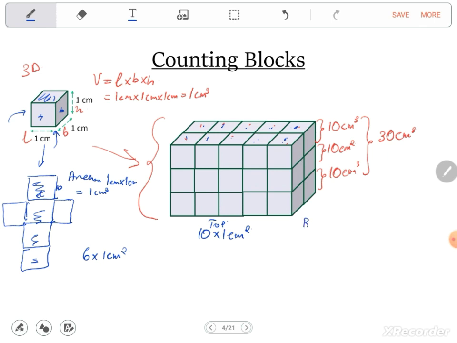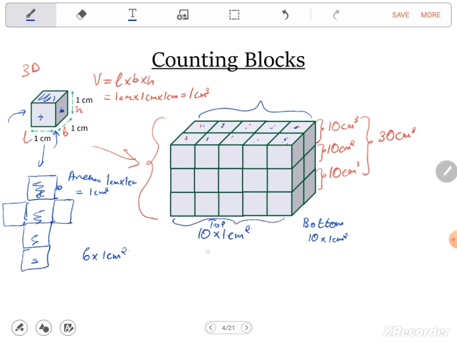And what about the bottom? Obviously, we cannot see the bottom, but we assume that the bottom is the same. So it will be 10 blocks, which are covered by 1 centimeters squared, okay? So that's what basically happens here at the top, and the bottom will be the same, all right?